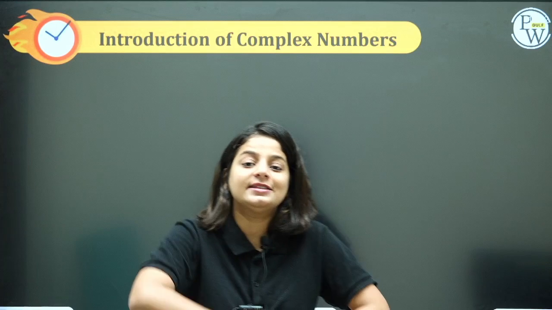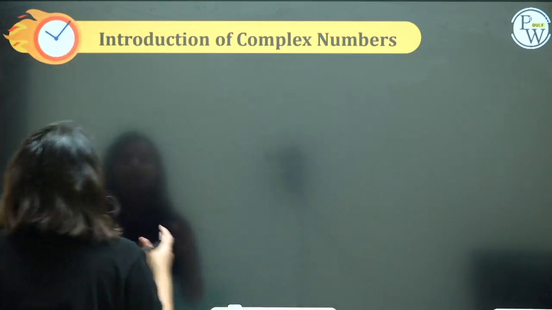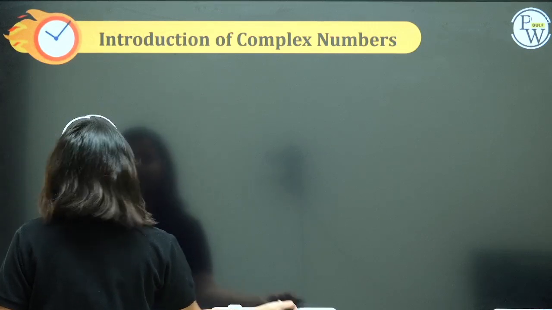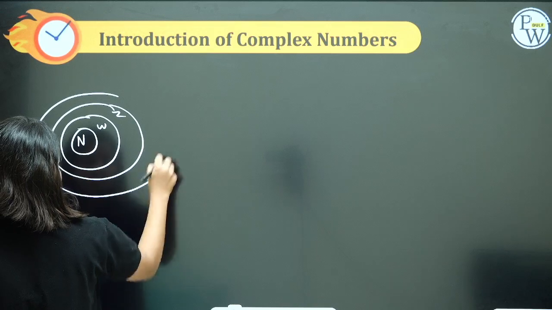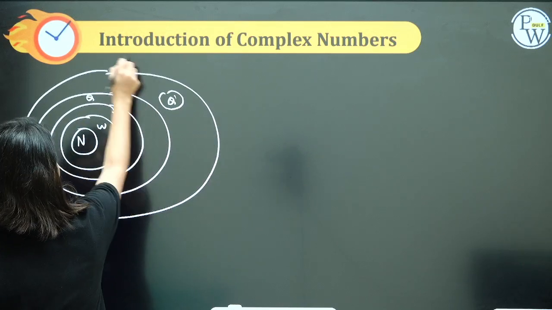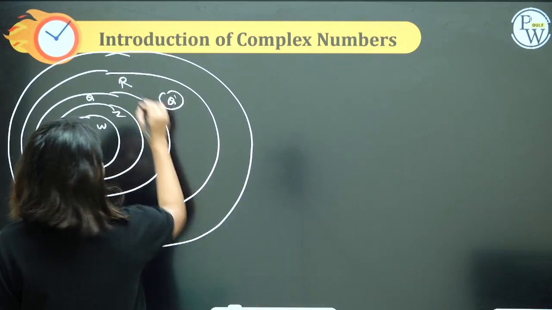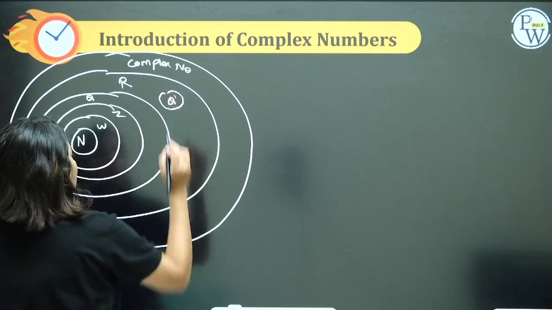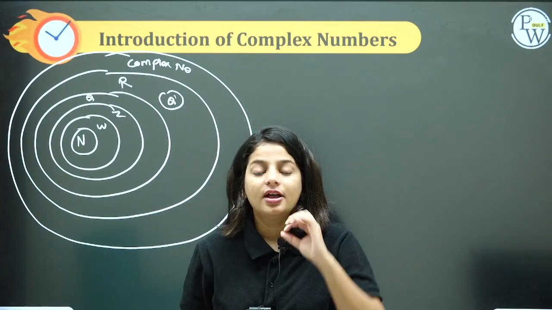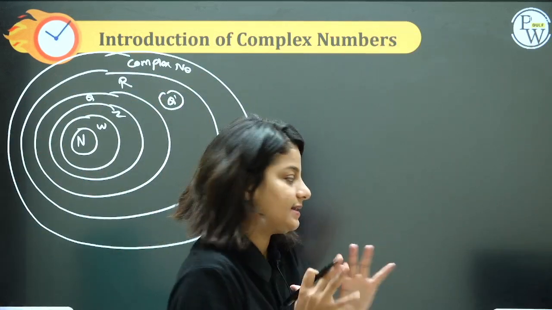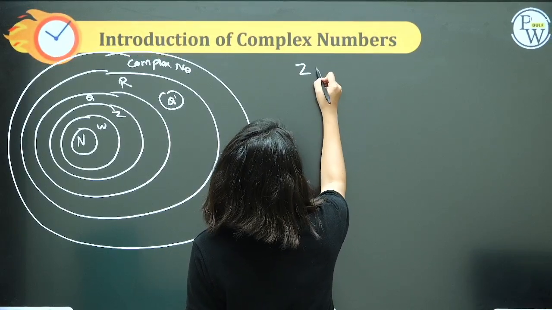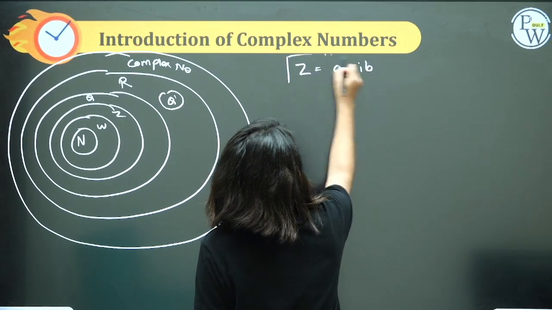What is this complex number? Well, it is the biggest set of numbers that you have studied. Natural numbers, whole numbers, integers, then you put your rational numbers, some irrational numbers, all of them together form real numbers, and this real number, everything inside will be complex number. Your natural, whole, integers, rational, irrational, real numbers, everything is a part of complex number. It is the biggest set. Complex number is written by the letter Z.